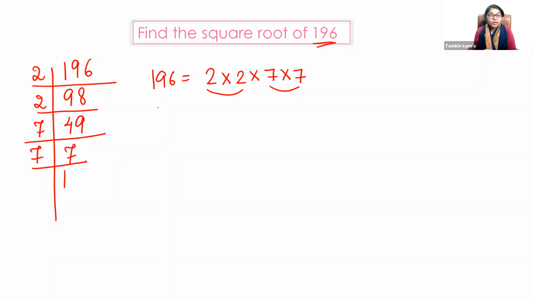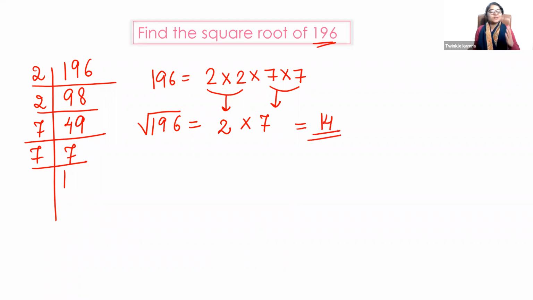For the square root, what do you do? For the square root of 196, हम हर पेयर में से एक रिप्रेजेंटेटिव लेंगे. और पेयर भी कैसा होता है? It is like two same numbers. 2 and 2 are the same, you make a pair. 7 and 7 are the same, you make a pair. अब 2 में से एक रिप्रेजेंटेटिव ले लेंगे. It is 2 into one representative from 7 into 7, which gives you 7. So 2 into 7 is 14. That's it. This is the square root of 196, and we have done this with the prime factorization method.